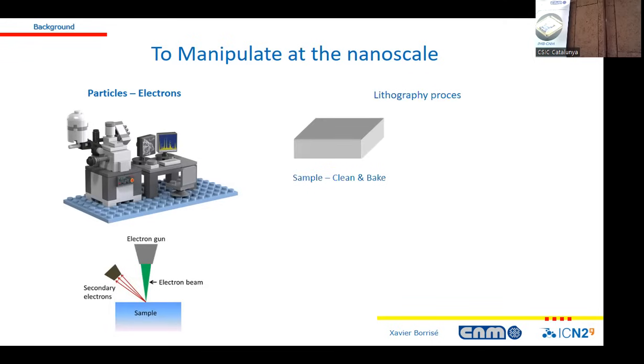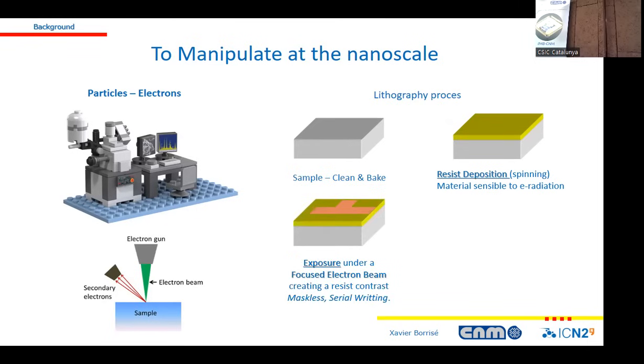But just to remind you, we have a clean sample, we deposit a resist. This resist is sensitive to electronic radiation, not to light. It could be also, and then we expose it. As I mentioned before, we have a focused electron beam. So that means that when we expose, we don't use a mask. So this is a maskless technique.